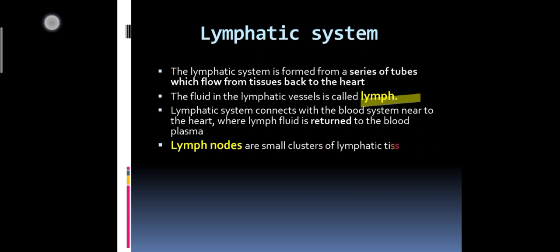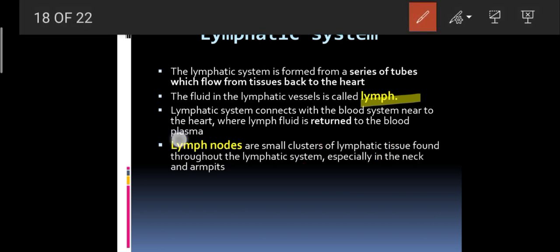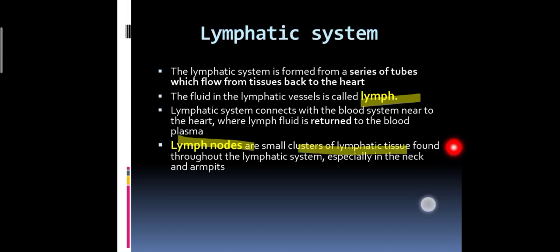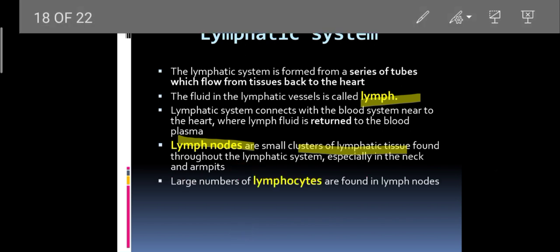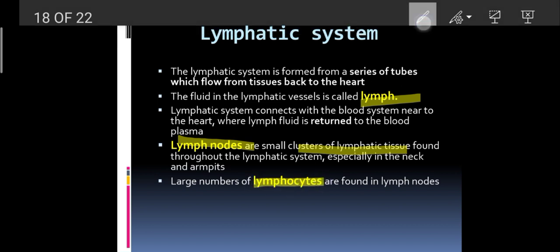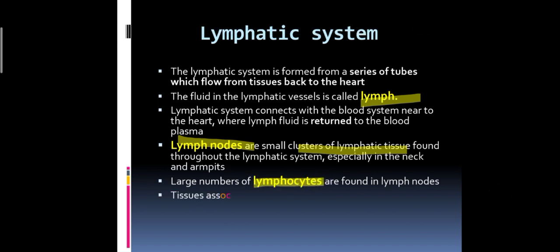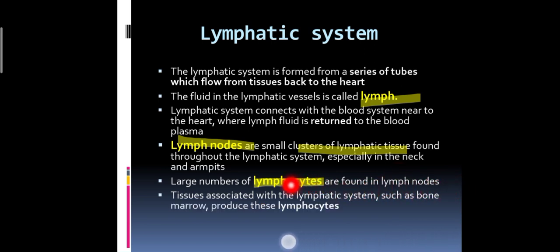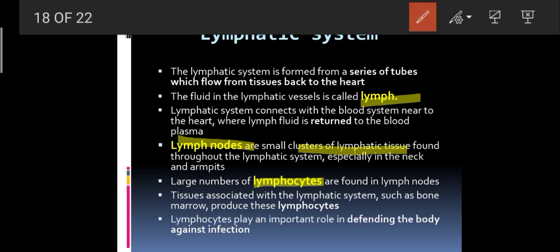Lymph nodes are the smaller clusters of lymphatic tissues, and these are found throughout the lymphatic system, especially in the neck and armpits. A large number of lymphocytes are found in the lymph nodes. The tissue associated with the lymphatic system, such as bone marrow, produces these lymphocytes. Lymphocytes play an important role in defending the body against infections.